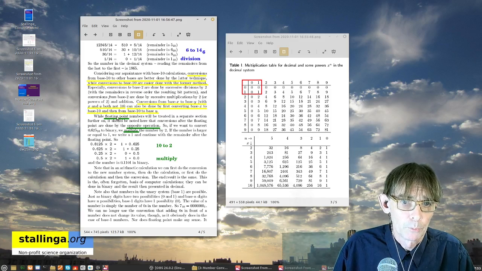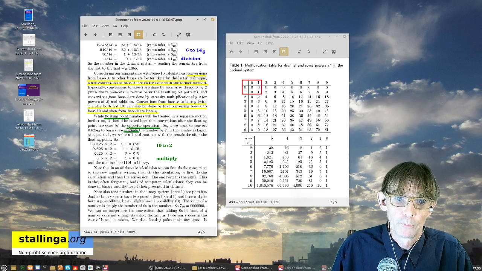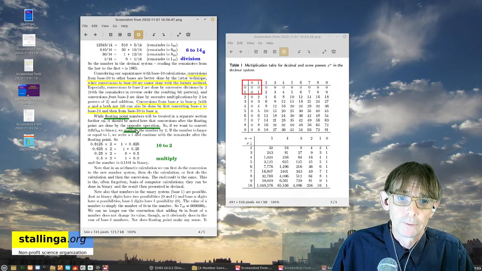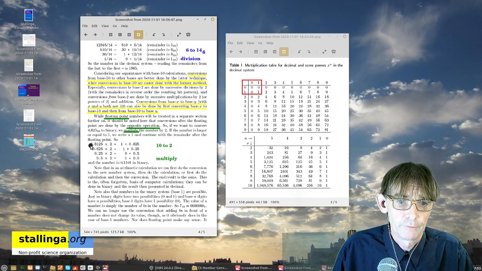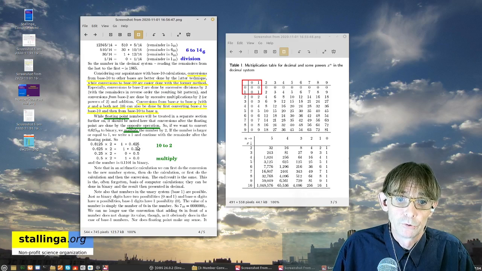Finally, also here I want to point out that if you have floating point, so you have something like 0.1825 in decimal, and you want to convert that after the floating point, then you do the opposite operations. So you multiply and then subtract. To give you an example, 0.8125, and we want to convert this decimal floating point number to a binary floating point number. We multiply by 2, so we get 1 plus 0.625.